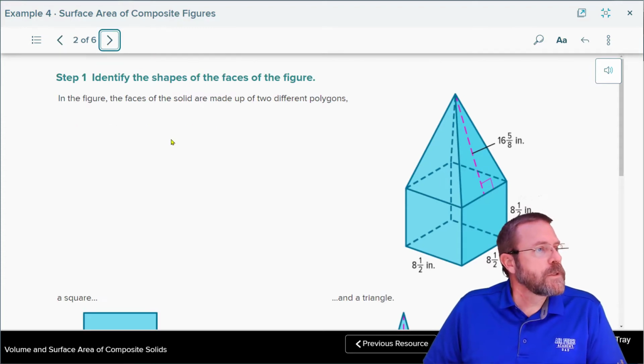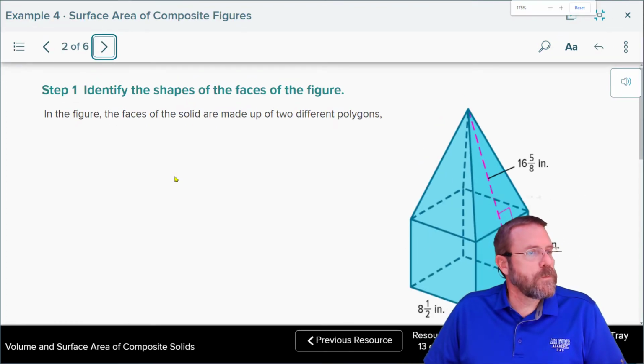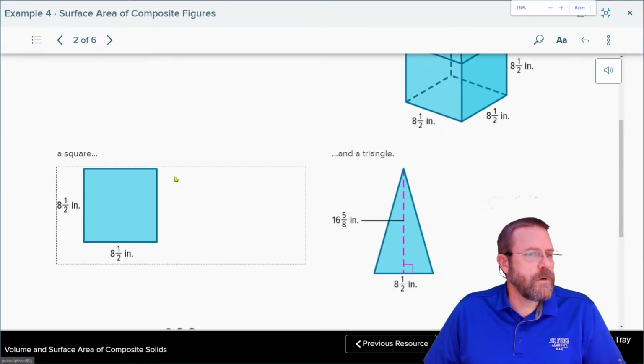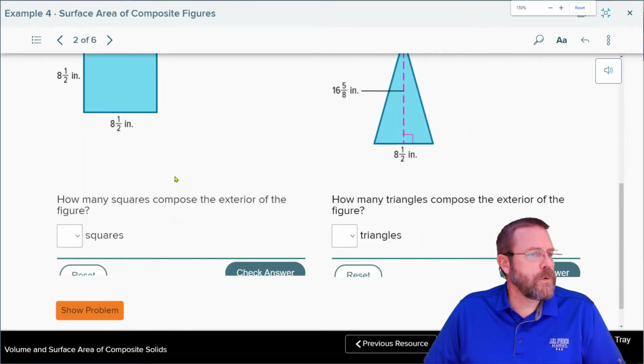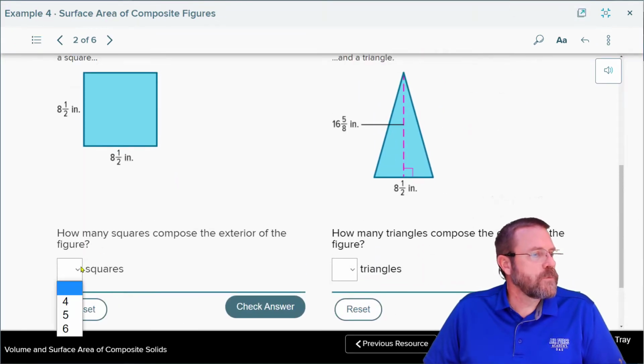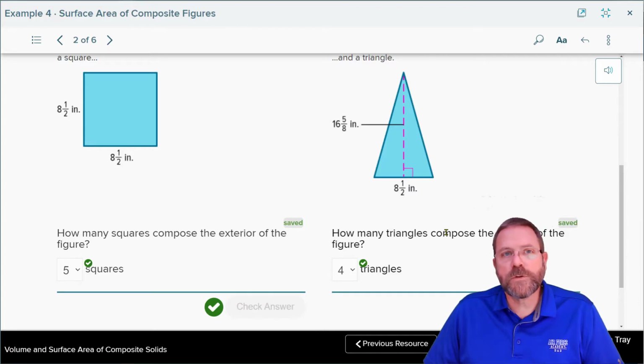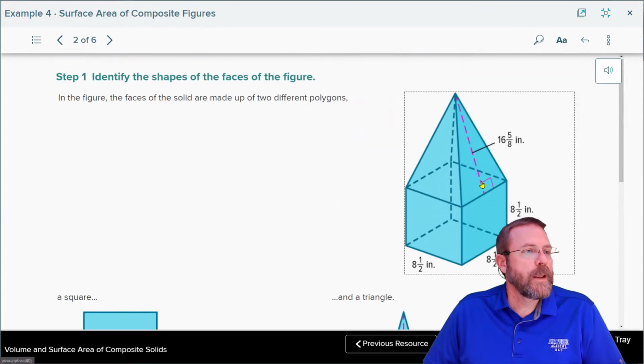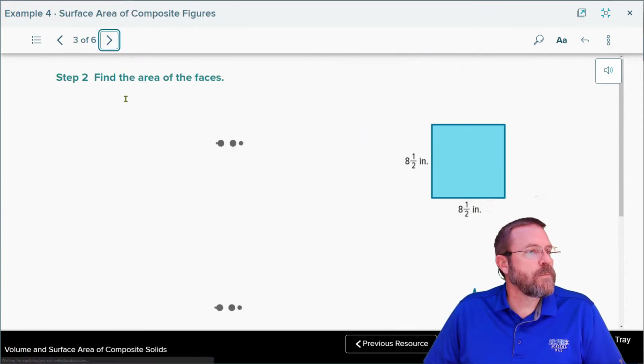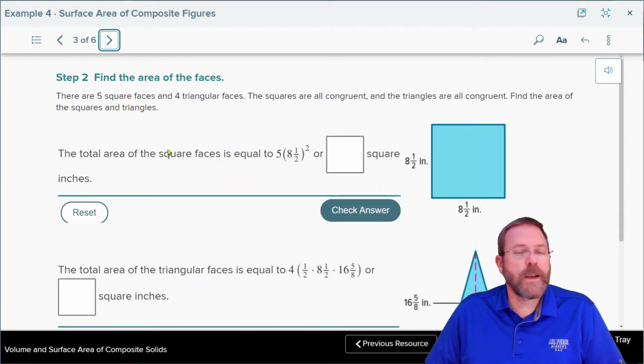Let's do this. So here we've got, let's see what it's saying to us here. We've got to load everything up. How many squares did we need? I said we needed 5 of the squares, and we need 4 of the triangles. We're going to check both of those. They're going to check fine, of course. Now that we have that information, we can move on to the next part where we're going to actually start finding that.